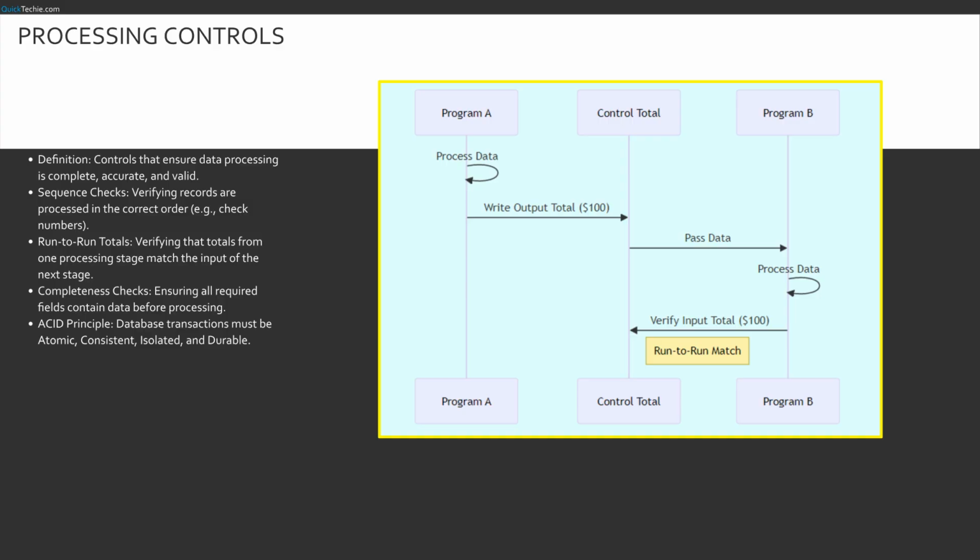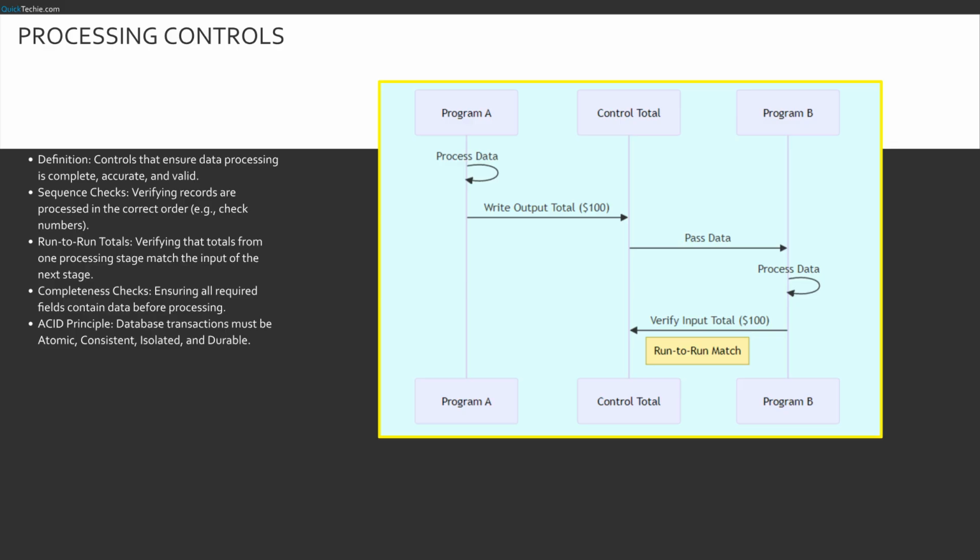Once data is inside, processing controls take over. We need to ensure the machine doesn't mangle the data. Sequence checks verify that nothing is missing from a numbered series, like checks or invoices. A vital control is run-to-run totals. If Program A outputs $1 million, Program B must input $1 million. If totals drift between steps, we have a problem. We also enforce completeness checks. The system should not process a record with a missing critical field. For databases, we design for the ACID principle: atomicity, all or nothing, consistency, isolation, and durability.